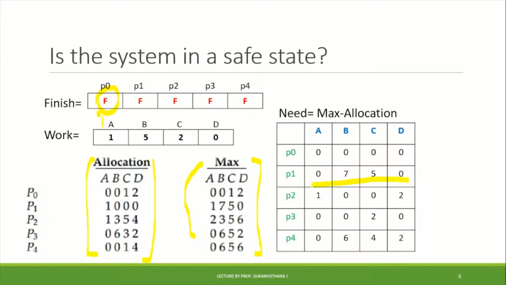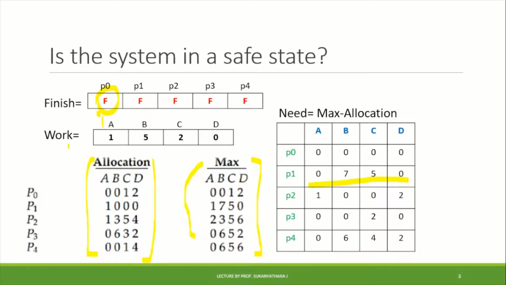So if P1 gets all these resources together, P1 can complete execution and leave. When a process completes execution and leaves the system, the process will release the allocated resources. That means if a process leaves the system, the allocation of that process will be added to the free resources. So that will be added to work.